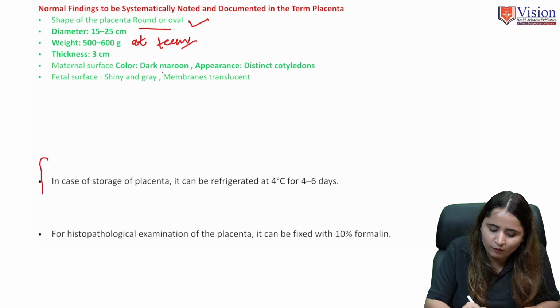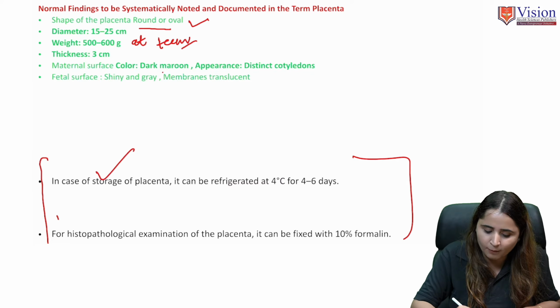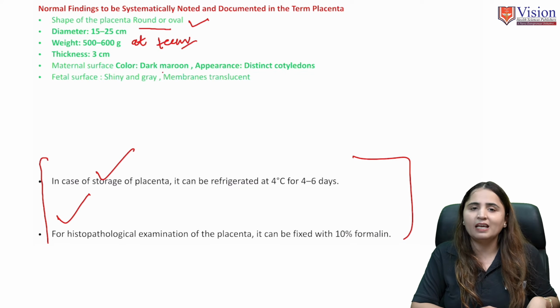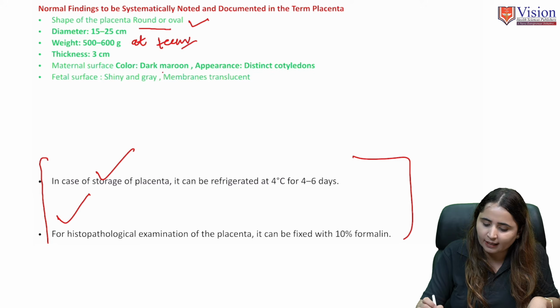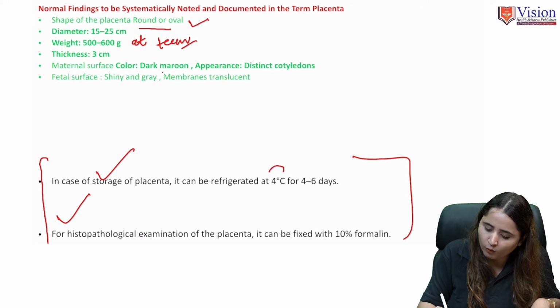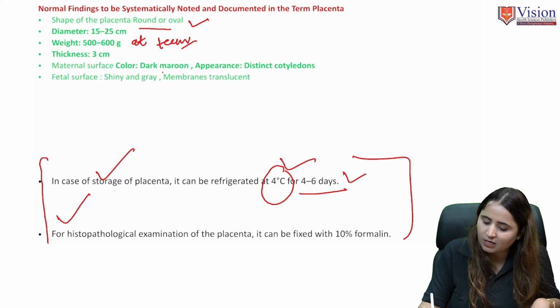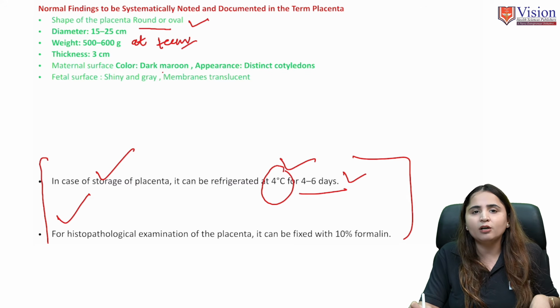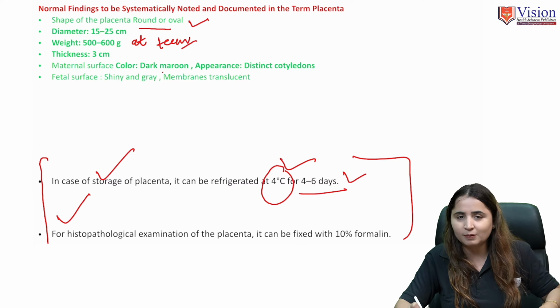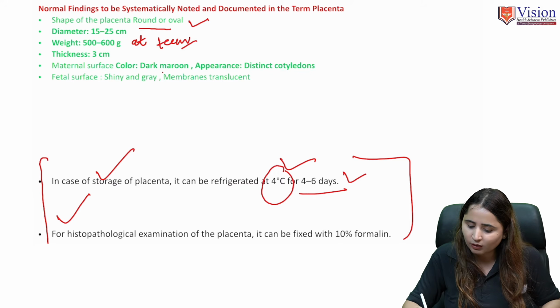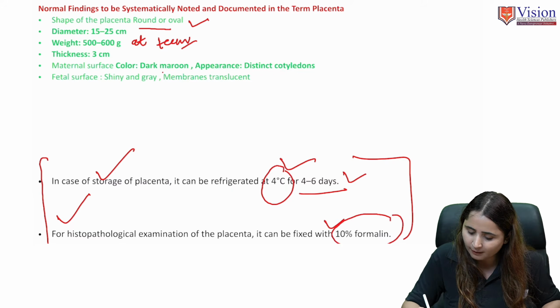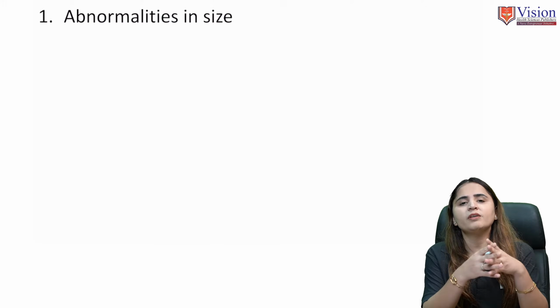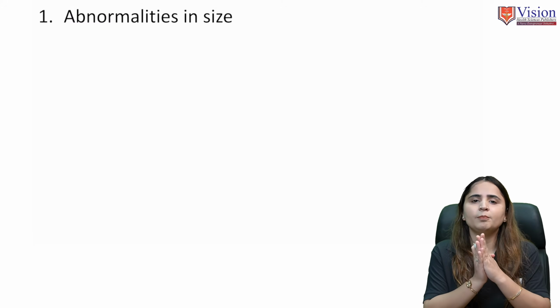And two very important questions, important from the viva point of view. If we want to store the placenta, we can store it at 4 degrees Celsius for 4 to 6 days. And for any kind of histopathological examination of the placenta, we can fix it with 10% formalin.